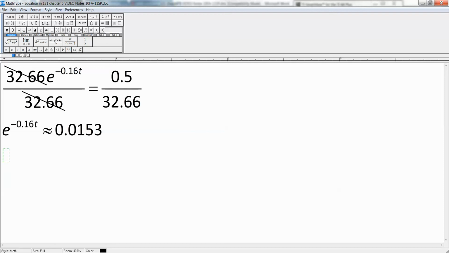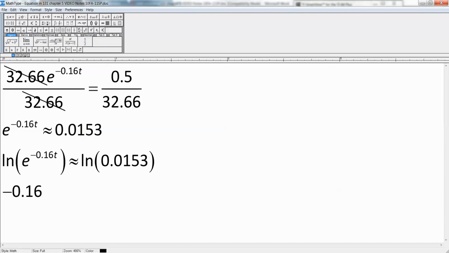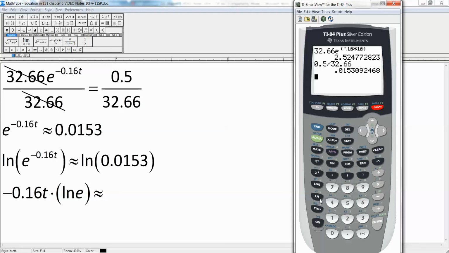Okay, now we're going to take the ln, the natural log, of both sides. Do it to the left, got to do it to the right. So that leaves me negative 0.16t times the natural log of e, is equal approximately to, oh, what's that number? All right, well, I'll make my calculator find it. ln of that number is about negative 4.179.